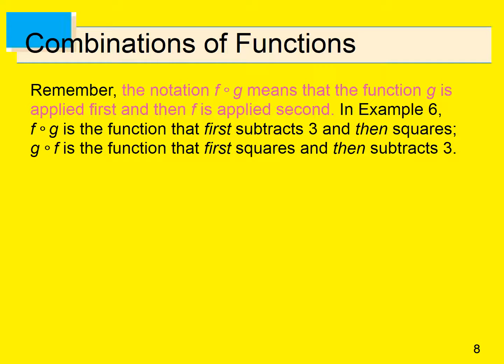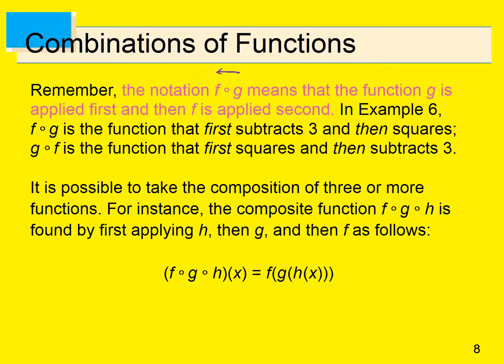Remember, the notation is different: f composed with g means the function g is applied first, and then f is applied second. They are different. So it's kind of like you can switch them and change the result. Composition goes right to left. F composed with g is the function that first subtracts 3 and then squares. G composed with f is the function that first squares and then subtracts 3. Interesting.